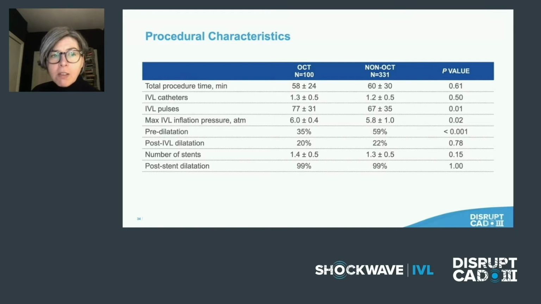What you can see is that if you used OCT, you were likely to use slightly more pulses of therapy, and you were less likely to use predilatation, presumably because being able to cross a lesion with the OCT catheter gave you confidence that the IVL balloon was going to cross without any pre-treatment.